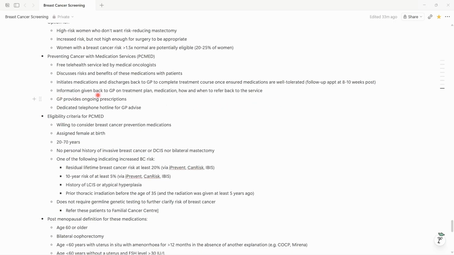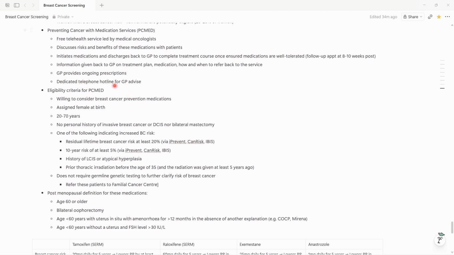Information is then given back to the GP on the treatment plan, the medication itself, as well as how and when to refer back to the service. And the GP will provide ongoing prescriptions for these patients, which are usually for 5 years. And there is a dedicated telephone hotline for the GP to seek advice from this service, should they need to.